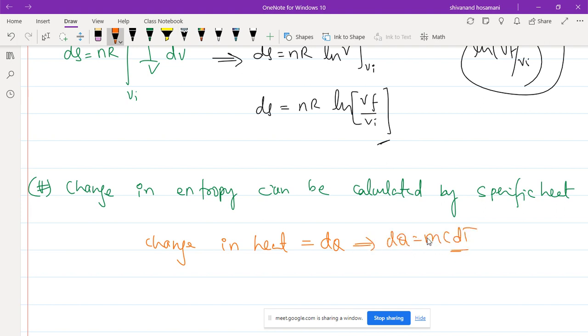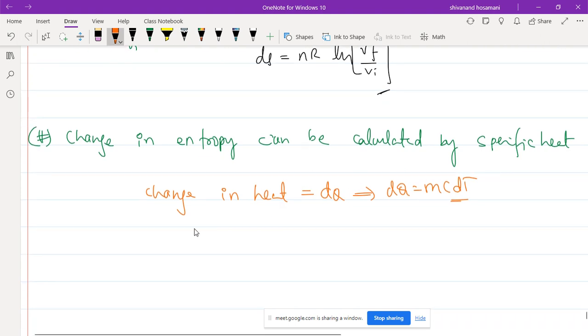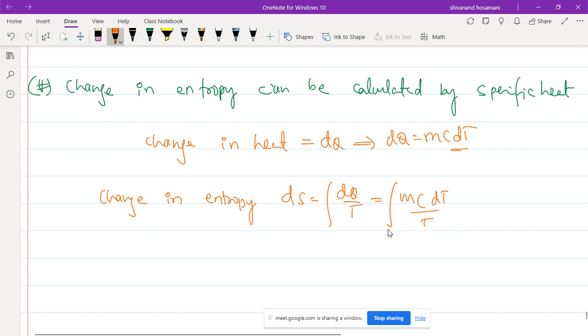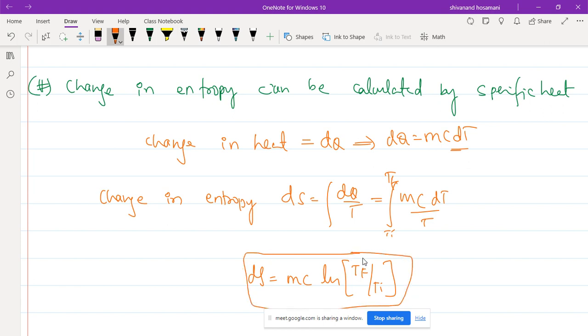Then, the change in entropy, that is dS, is equal to the integration of dQ divided by T, which is equal to the integration of m c dT divided by temperature T. If it is changing from initial temperature to final temperature, I can rewrite this as delta S equal to m c ln of T final divided by T initial. So this is the formula, and we can calculate the change in entropy by this also.